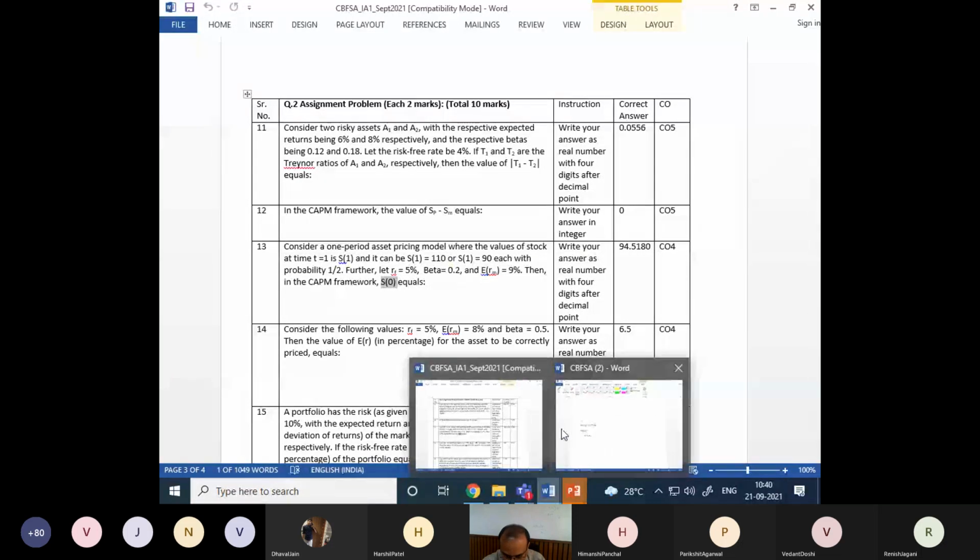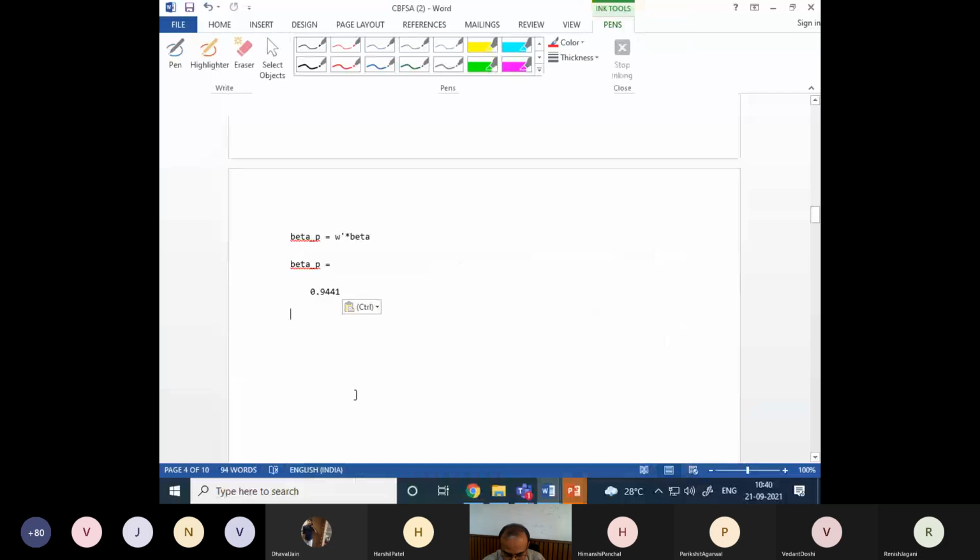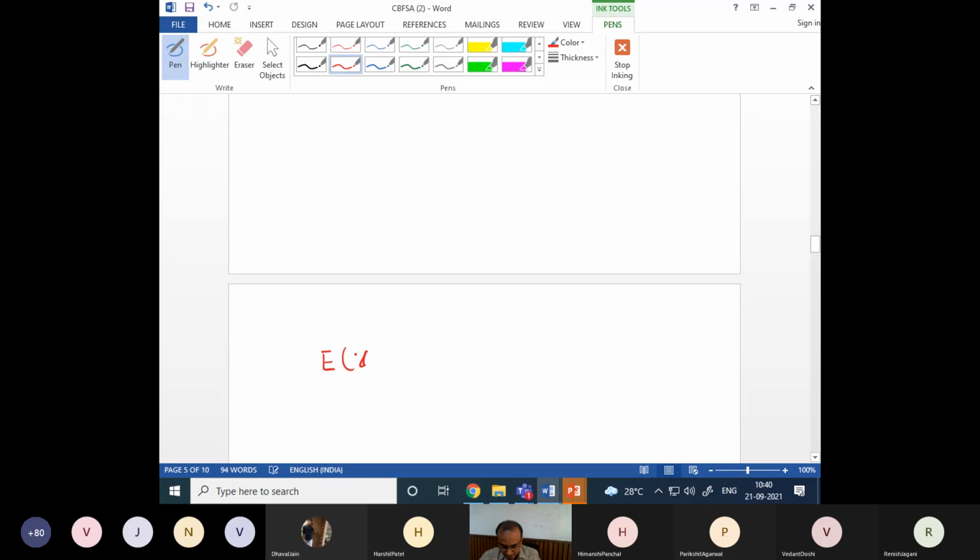Shall I write in my notepad? Or is it clear? Yeah, shall I write it? Yes. So let me write it. I use this pen. So first of all, I calculate E of Ri using the given data, because it's a CAPM framework. All things are given, so you calculate this E of Ri. This is for question number 13. There is a CAPM equation and all things are known.